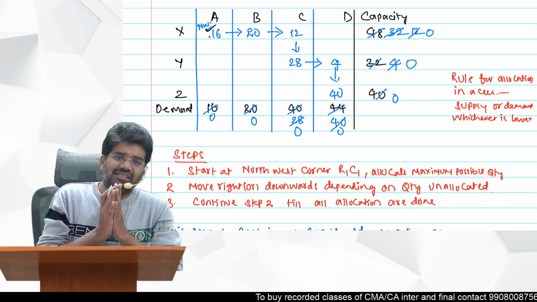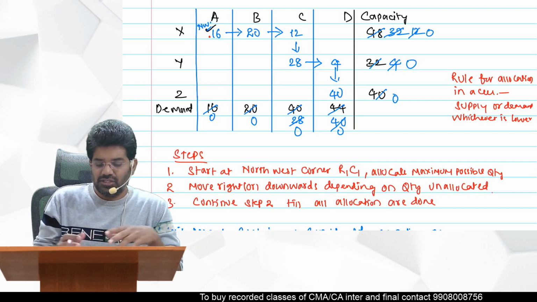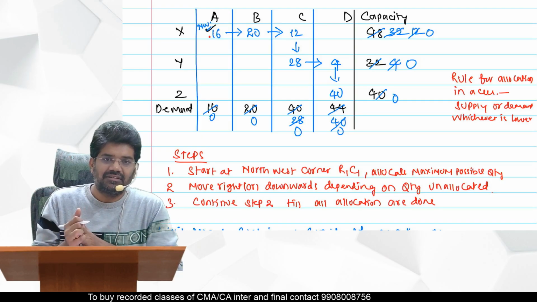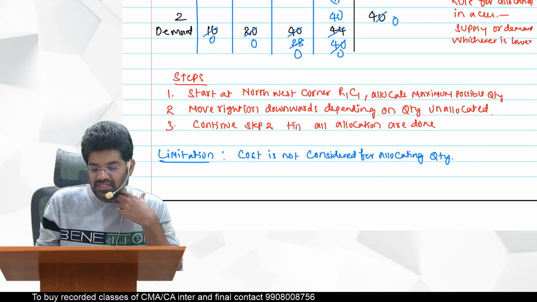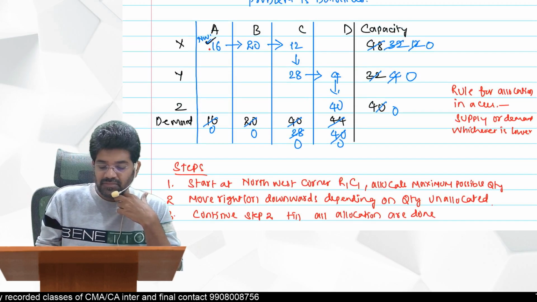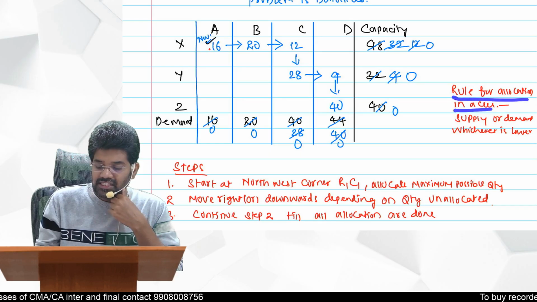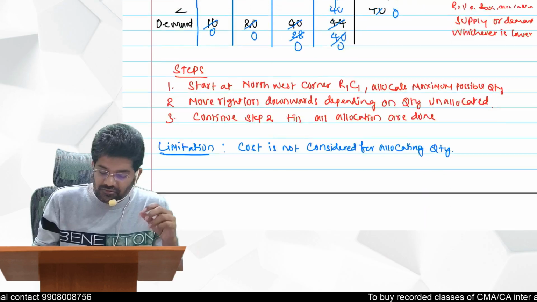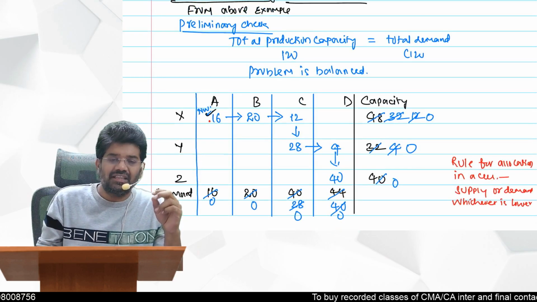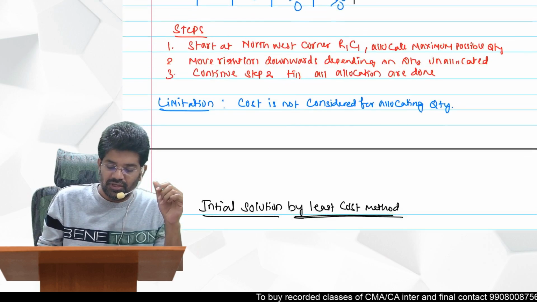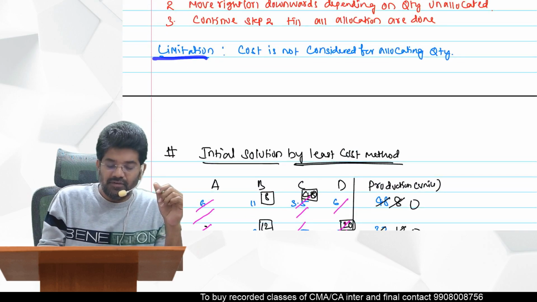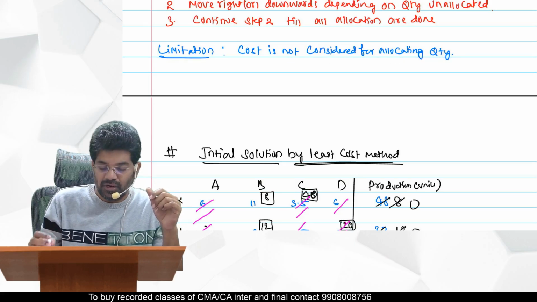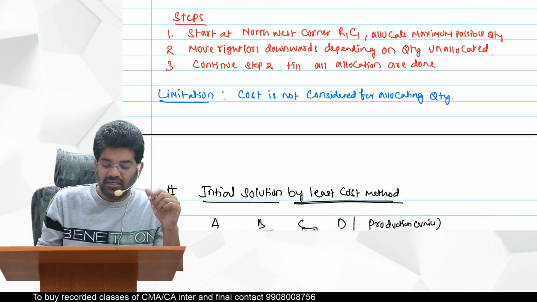If you see, the limitation in this method is that nowhere did we consider cost. Cost is not at all considered here. So that is a major problem in this. Already I told you, the rule for allocation in a cell is supply or demand, whichever is lower. So this is your northwest corner rule method for getting the initial solution. The limitation of this initial solution method is that cost is not considered for allocating quantity. Now let us move to the next method, the least cost method.